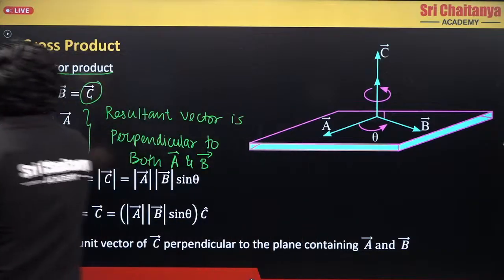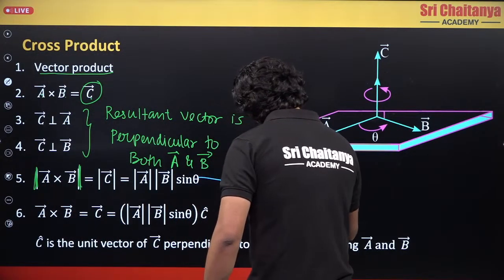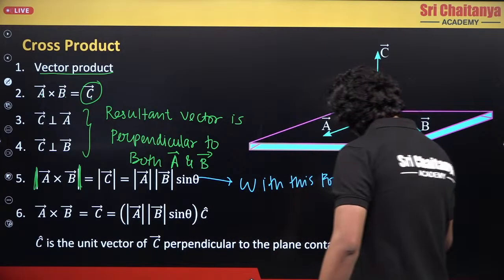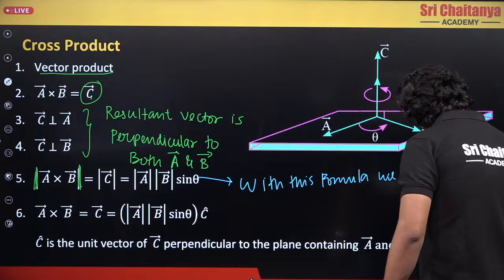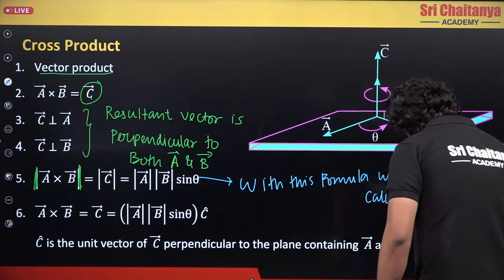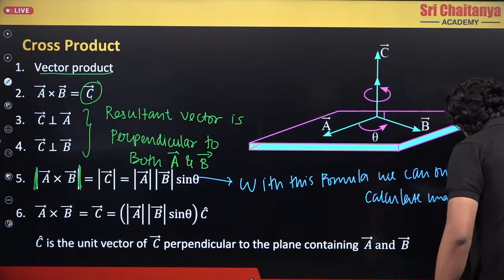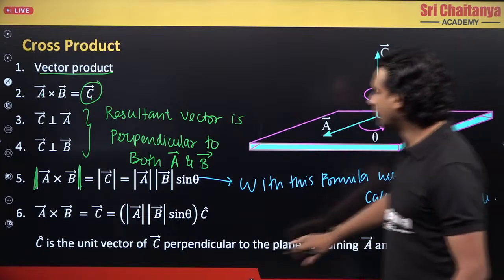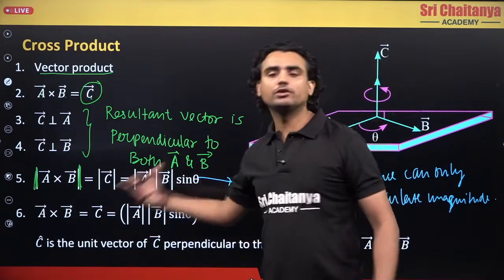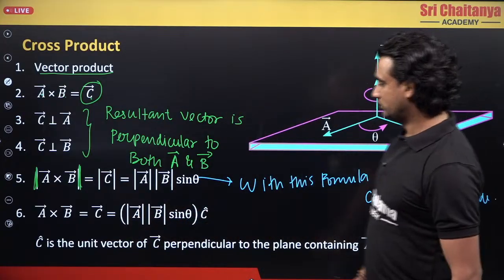Correct? Let's write it here, that with this formula, we can only calculate magnitude. Okay, we can only calculate magnitude, we will not be able to calculate the direction, right? So we will talk about how you will be able to calculate the direction, but this is very important. Correct?